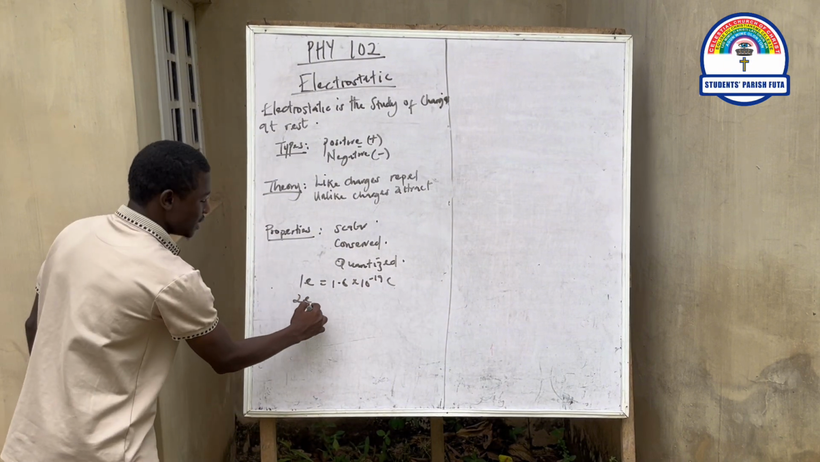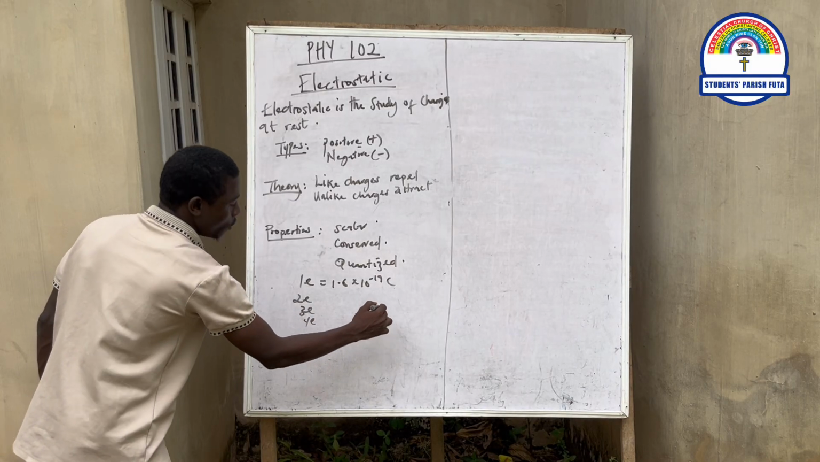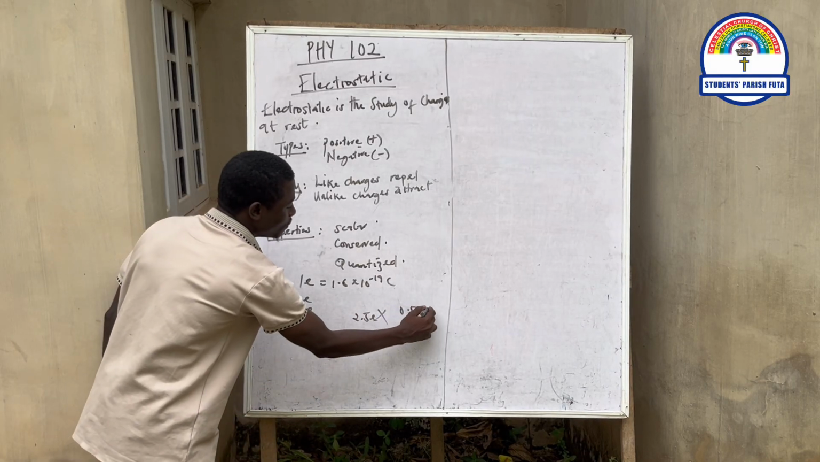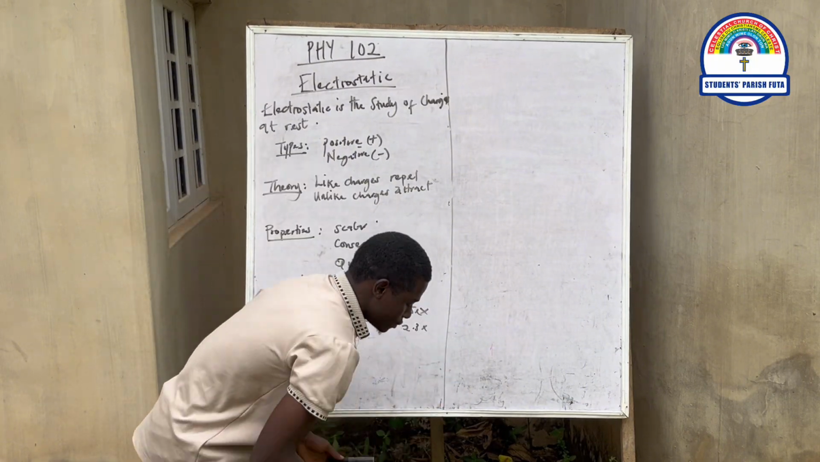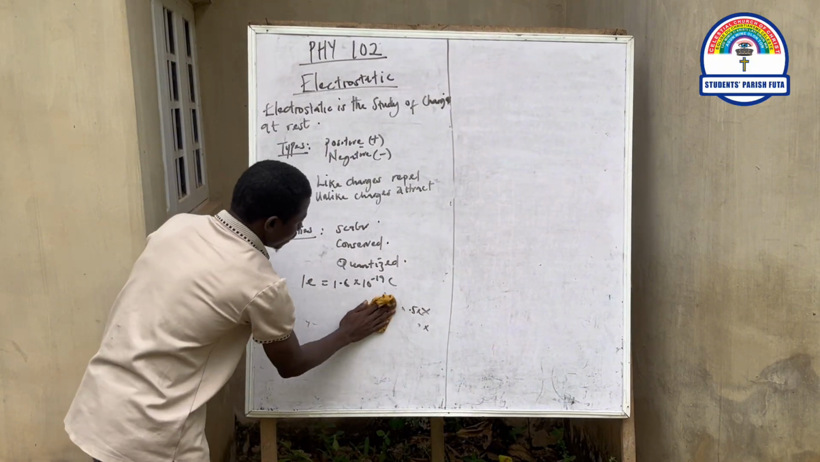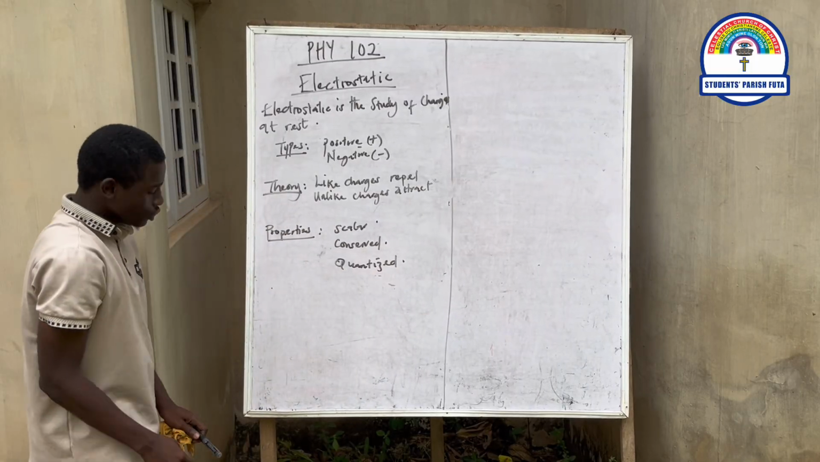Either you have 2 of it, or 3 of it, or 4 of it. You can't have 2.5 of it. You can't have 0.5 of it. You can't have 2.3 of it. So that's the word quantized. Are we there? So now let's move on.